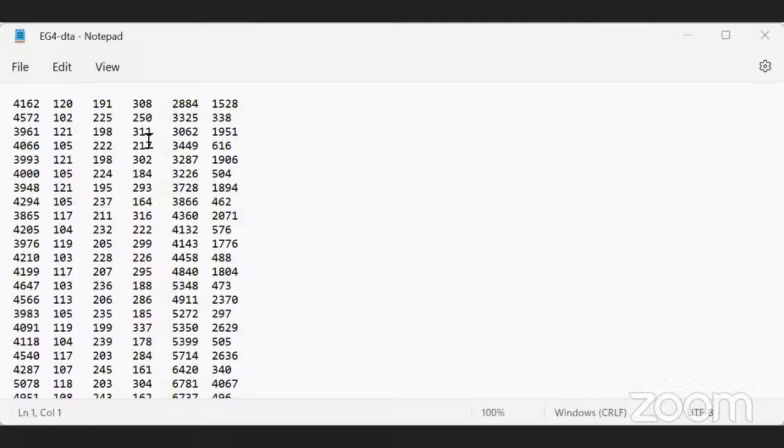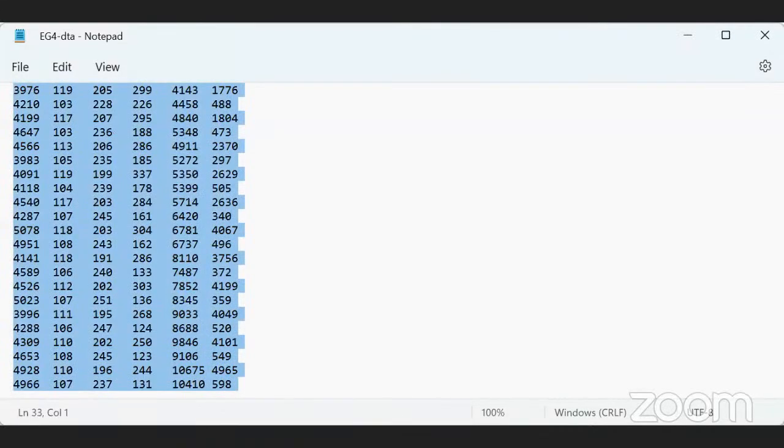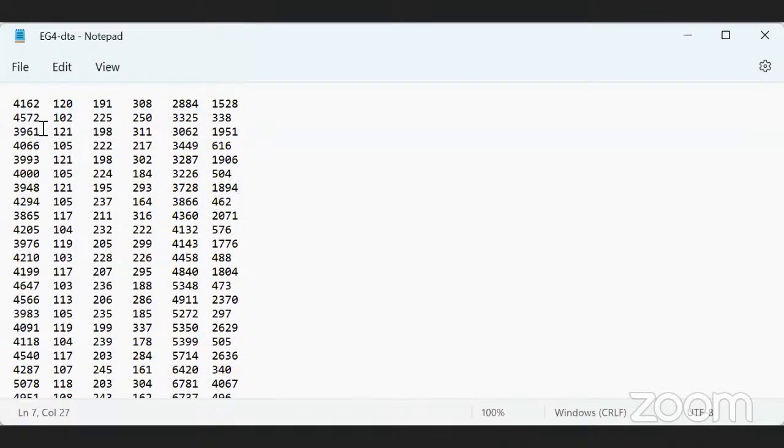This data file. Yes, now we can see your EG4DTA. Yes, yes, now it is visible. This is the data file. The first column represents the yield. Then these are the 5 inputs. I have just copy-pasted from Excel there.